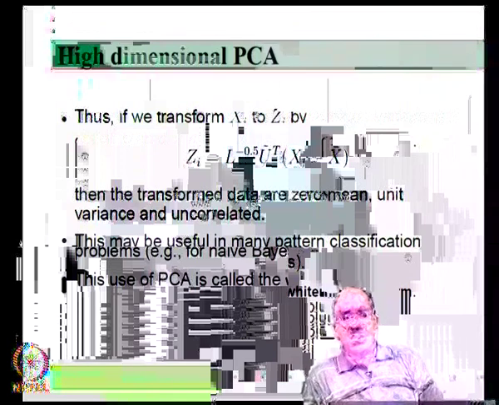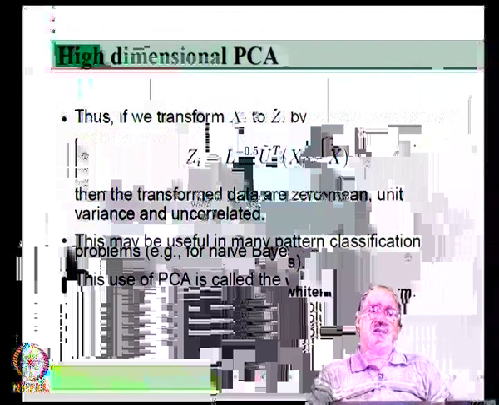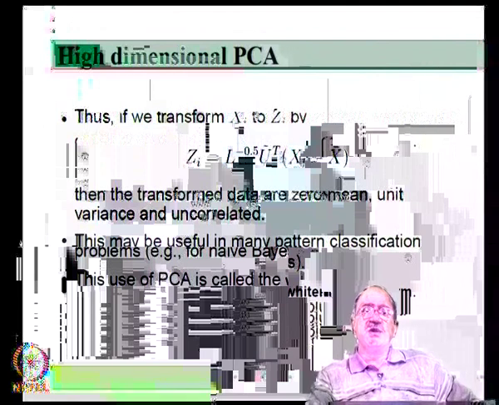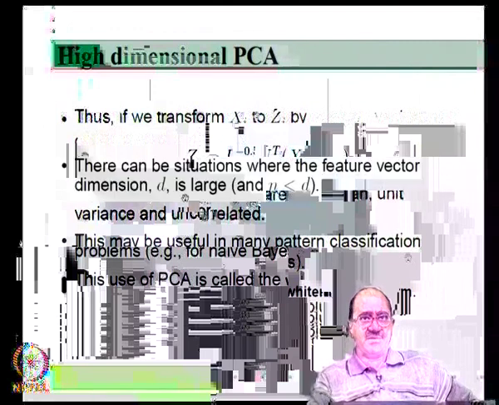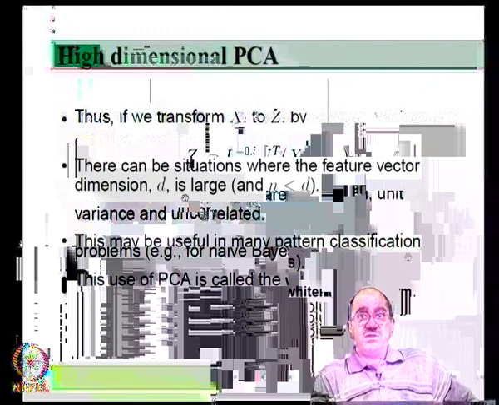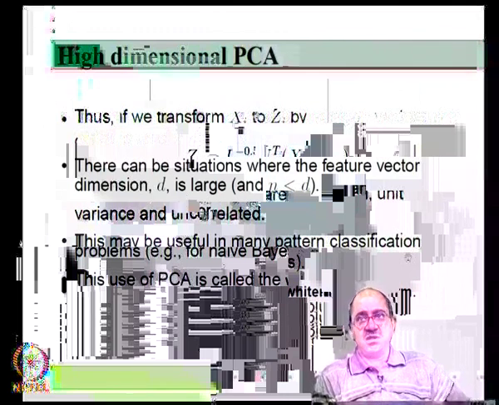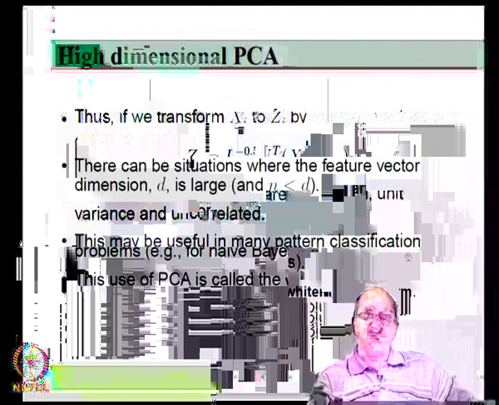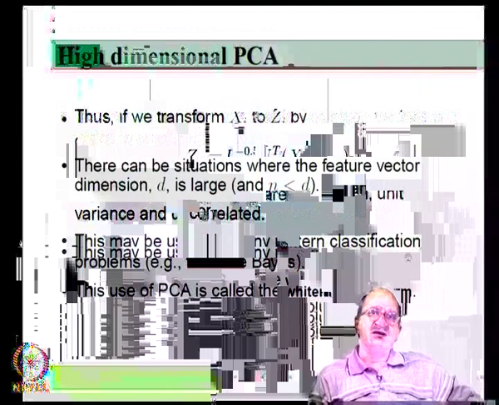There is one other interesting take on PCA that is worth knowing. To implement PCA, we need to find eigenvalues and eigenvectors of S, the data covariance matrix, which is a D by D matrix. There can be situations when the feature vector dimension is so large that, as a matter of fact, the number of examples I have is less than D. What are such situations? Image based practice.